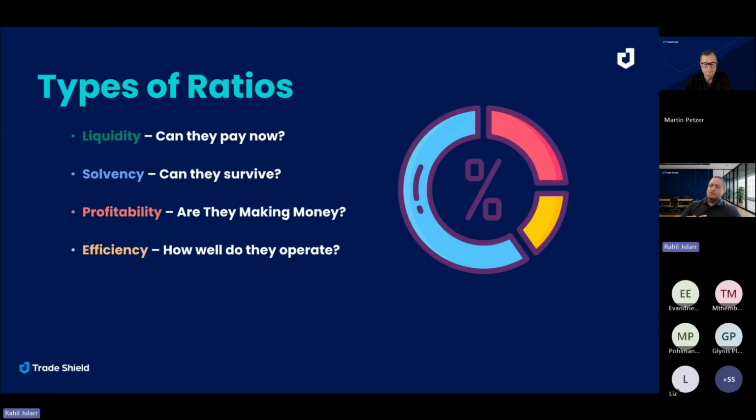So what are the types of ratios we're going to be focusing on today? We're going to be focusing on four main types of ratios. Liquidity ratios, which speak to: can they pay now? Solvency ratios: can this business, or will this business, survive? Profitability ratios: are they making money? And efficiency ratios: how well do they operate? Those are the four main classes of ratios that we're going to be looking at today, and they each speak to different parts of a business. Let's jump right into it.